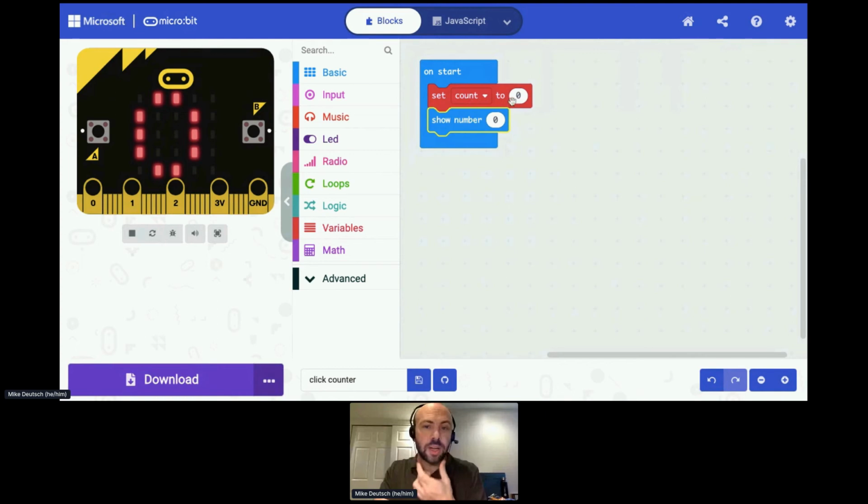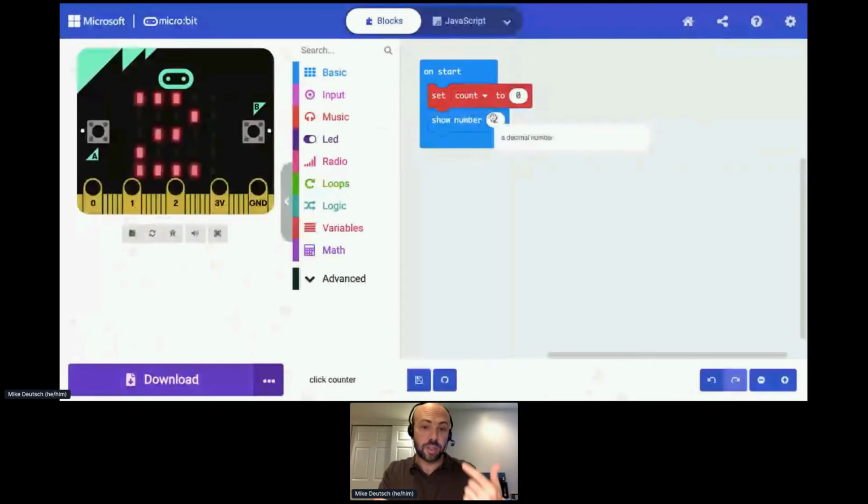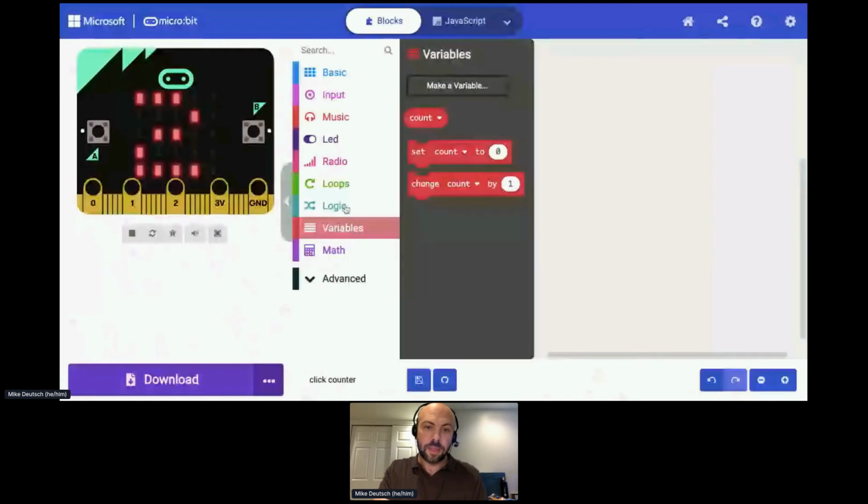So I'm going to set the count to 0, show that number, but I'm not going to hard code 0, and then 1, and then 2. I need my variable to be in here so that that's going to change, and it's going to show whatever my variable is at the moment. And that's the second leap that math teachers need to take.